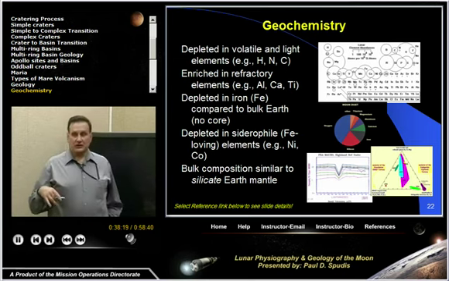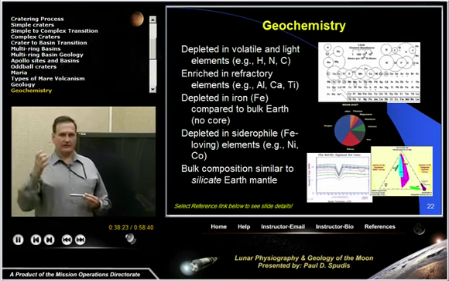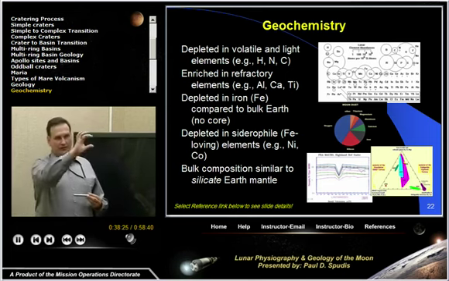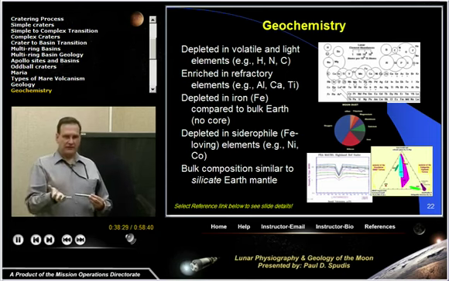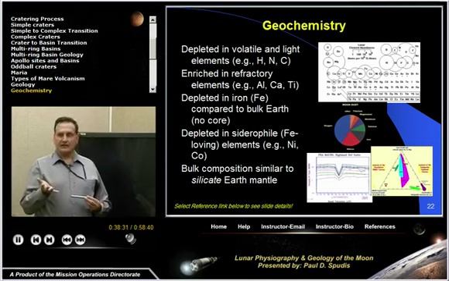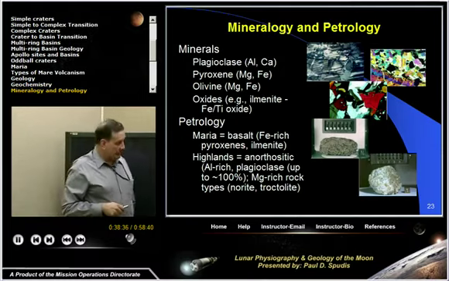And we're not quite sure what it means, but the bulk composition of the moon is very similar to the mantle of the Earth. If you look at the picture of the Earth, you've got the crust, the mantle, and the core. If you took the mantle of the Earth and held it in your hand, that would be a good rough estimate of the bulk composition of the moon. Next slide. Now, mineralogy and petrology.